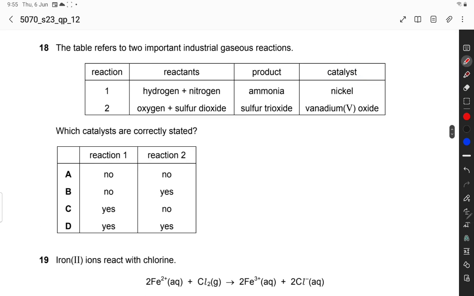Question number 18. The table refers to two important industrial gaseous reactions. Hydrogen plus nitrogen to form ammonia. Nickel is used as a catalyst. Nickel is not used, iron is used. Oxygen plus sulfur dioxide to form sulfur trioxide, vanadium 5 oxide is used. Which catalysts are correctly stated? Reaction 1, no.